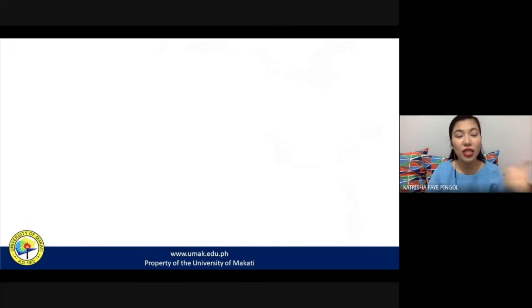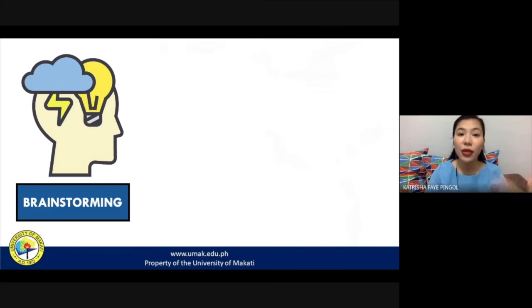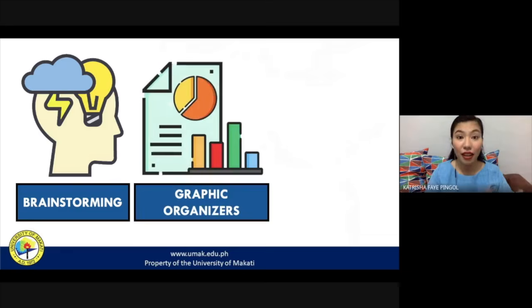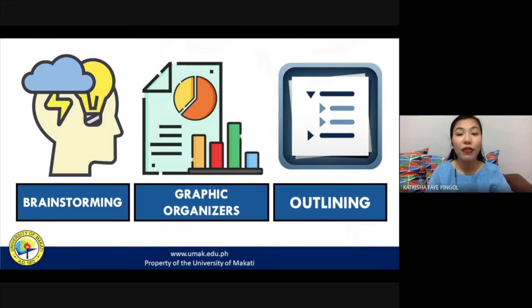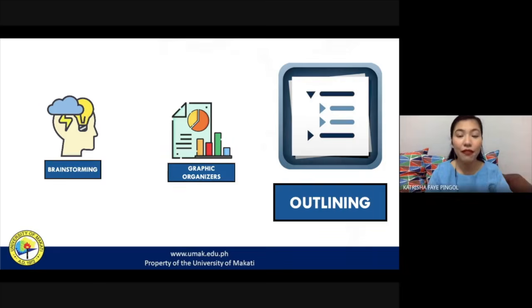All right, so let's just recap from the previous lessons that we had. In selecting and organizing information, we use different techniques, and one of those techniques is brainstorming. We also discussed graphic organizers, as well as for today, we will be covering outlining. So, brainstorming, graphic organizers, and outlining, these are the three main techniques that we use when we want to select information and organize them whenever we read and we write. So, for today, we will be talking about outlining.